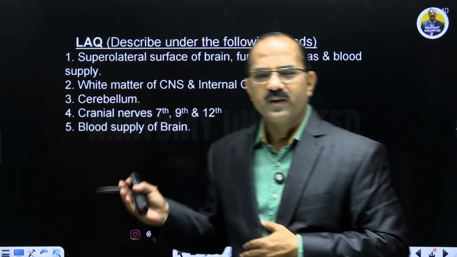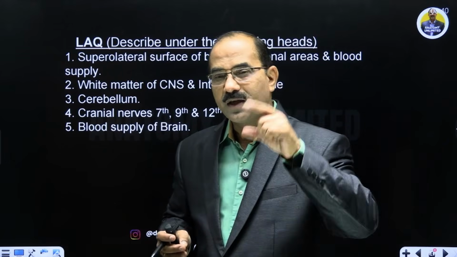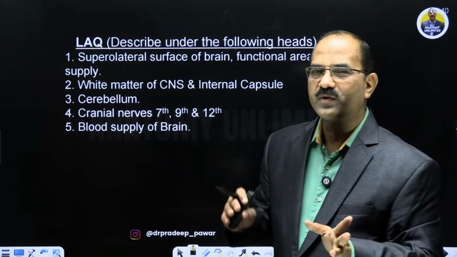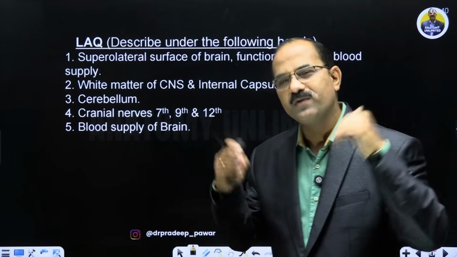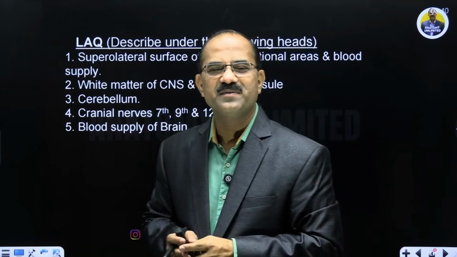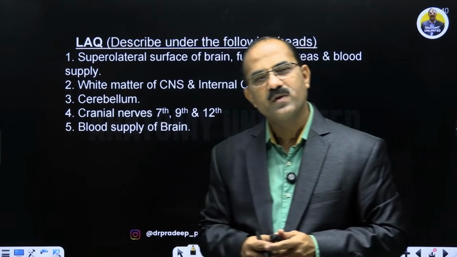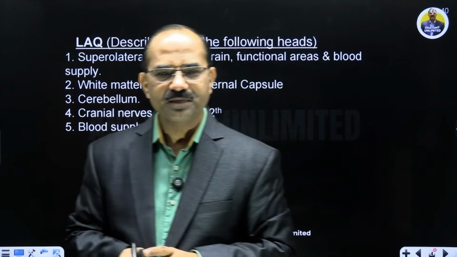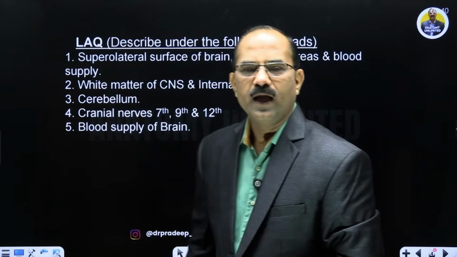So 7th nerve, facial nerve का course वगैरह, उसका course in the ear and all that you have to know. 9th cranial nerve, how it goes between the superior and the middle constrictors, how it enters the mouth, it supplies the tongue. And the 12th nerve, वो कैसे hypoglossal nerve tongue को supply करती है. Fine. And blood supply of the brain.